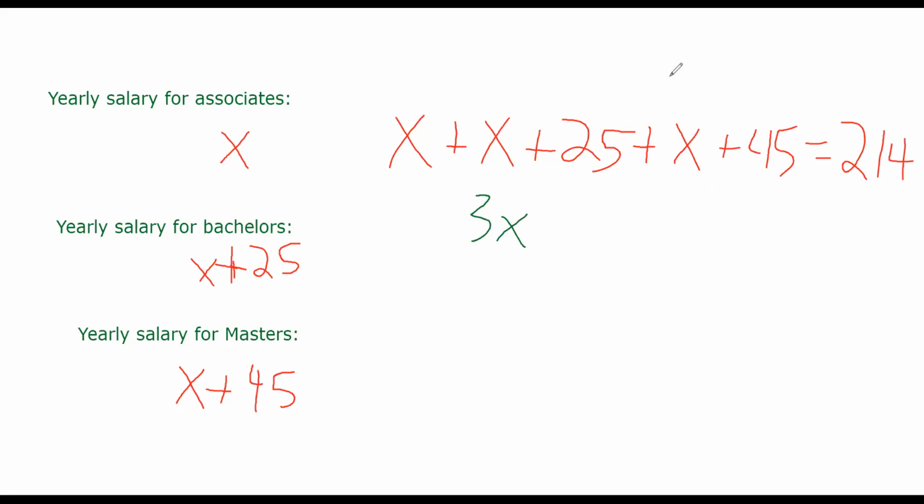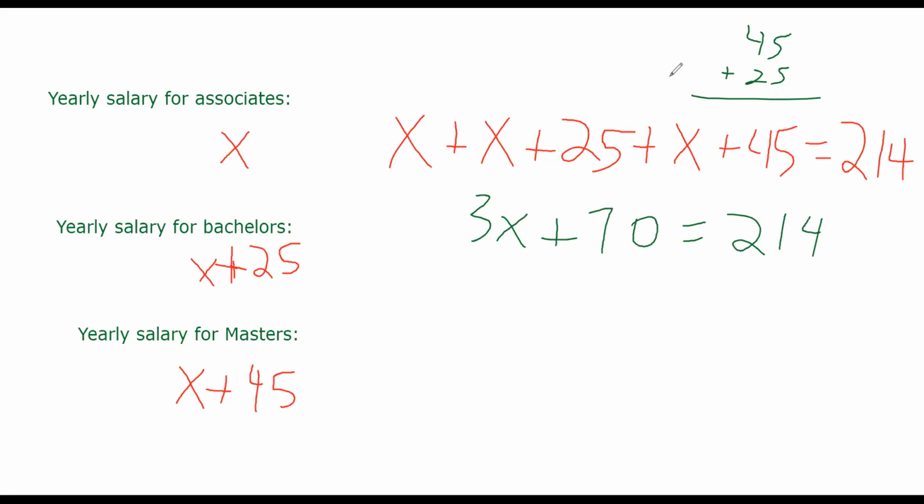Then we've got 25 and 45. We add those. Maybe you can do it in your head. Maybe you can't. You're always free to do it the old school way. It'd be 70. 70 is exactly right. Thank you, Gabriella. There's nothing to do on the right-hand side.